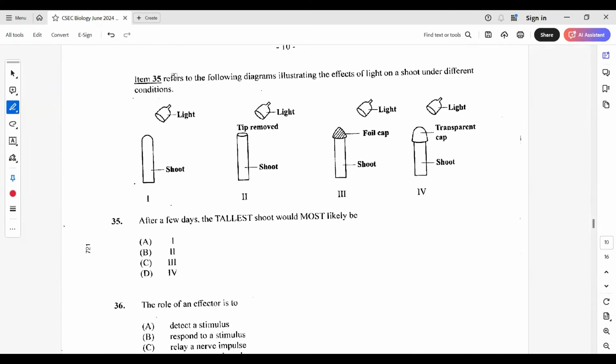35, a very familiar question. The effects of light on a shoot under different conditions. After a few days, the tallest shoot would most likely be the one that is covered, where light can't penetrate. That causes an elongation of the cells at the tip because of a hormone. So we know light is not passing through the foil cap. So we're going with 3. The answer is C.